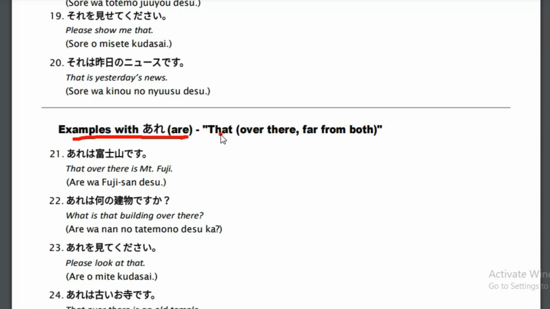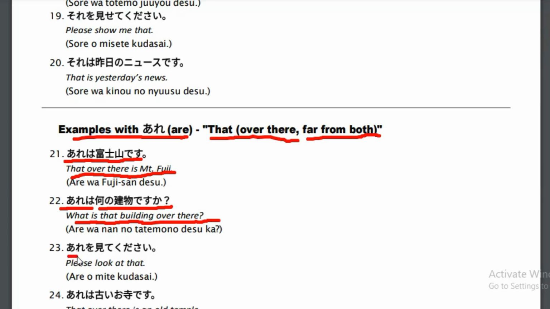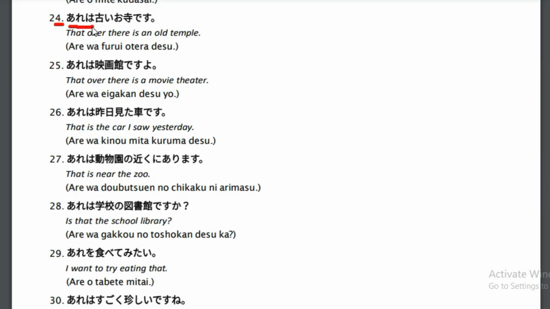Examples with are, which means that over there, far from both the speaker and the listener. First is are wa Fuji-san desu, that over there is Mount Fuji. The next is are wa nan no tatemono desu ka, what is that building over there? The next is are o mite kudasai, please look at that. The next is are wa furui otera desu, that over there is an old temple.